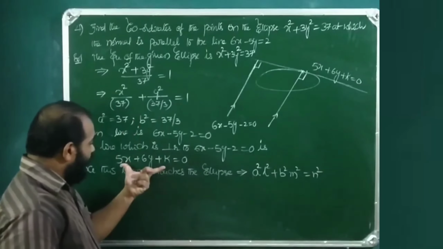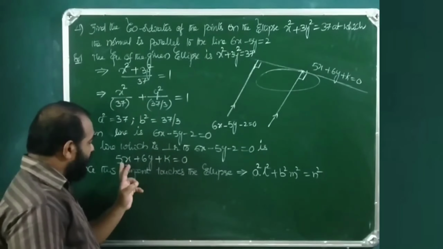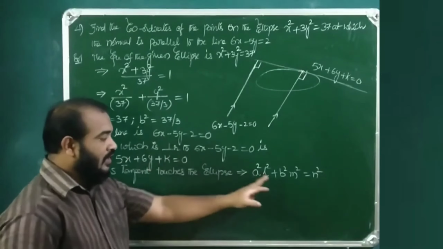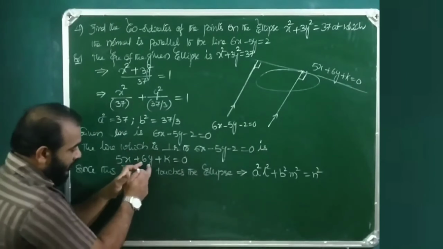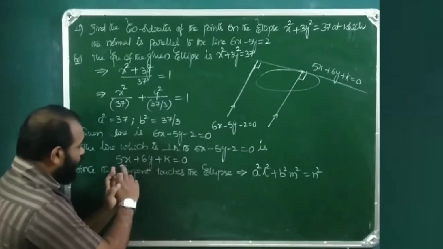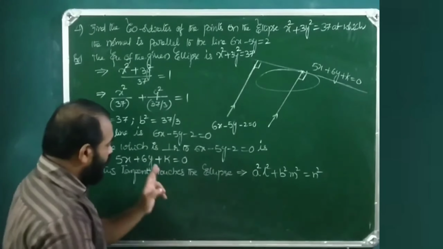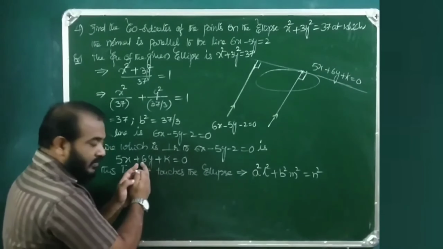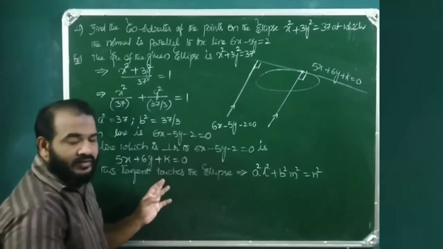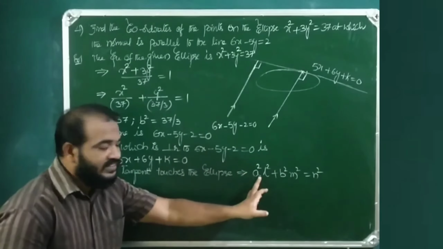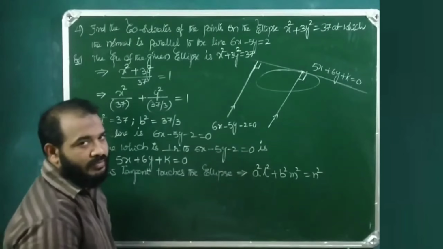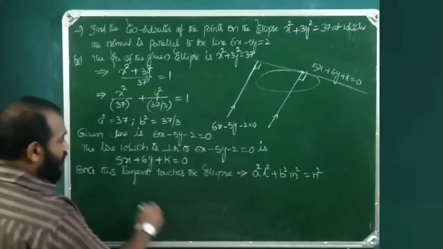So if you leave this as it is, then it has become lx plus my plus n equals to 0. The condition used is this. Otherwise, this can be written as 6y equals to minus 5x minus k, and dividing by 6, we get y equals to mx plus c. Then the condition used is c square equals to a square m square plus b square. That is your choice.